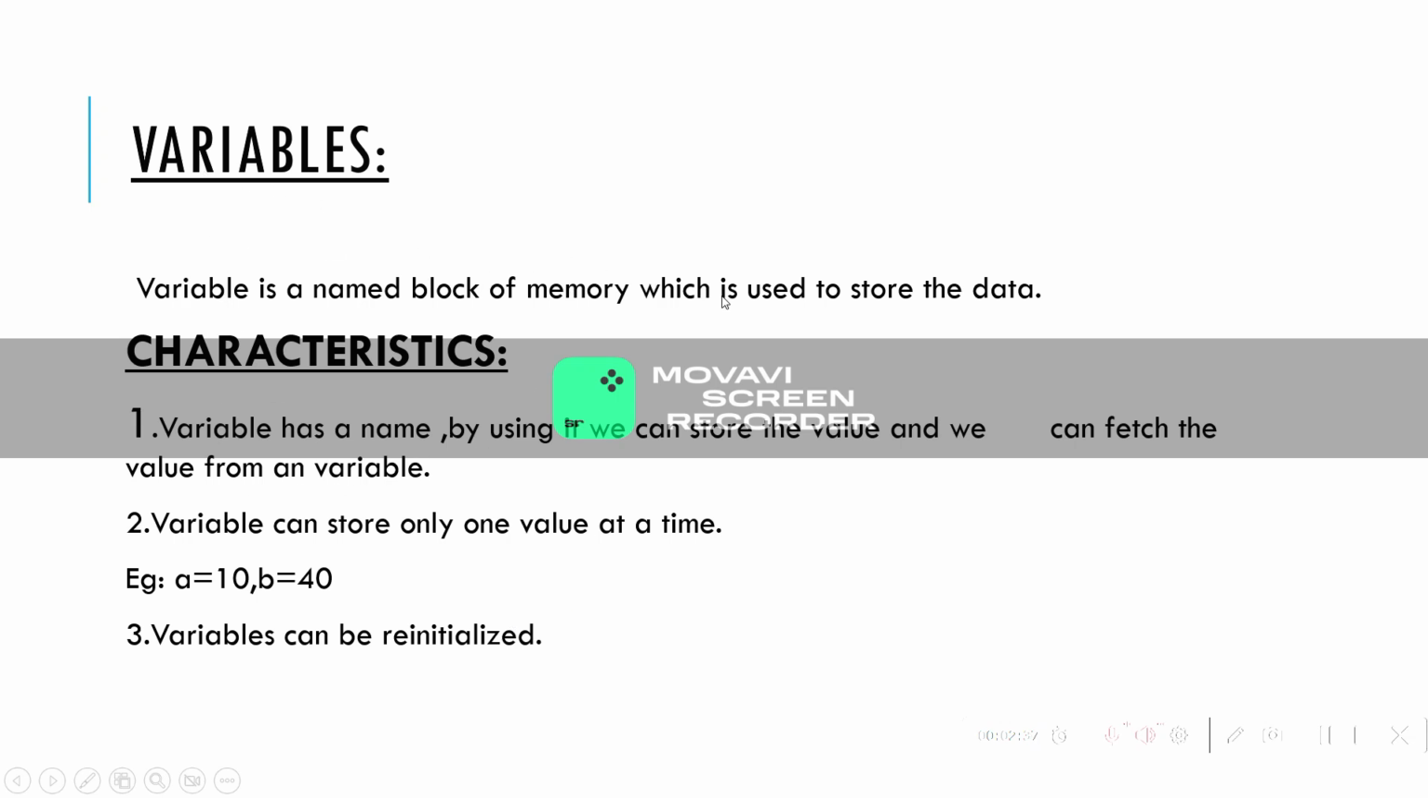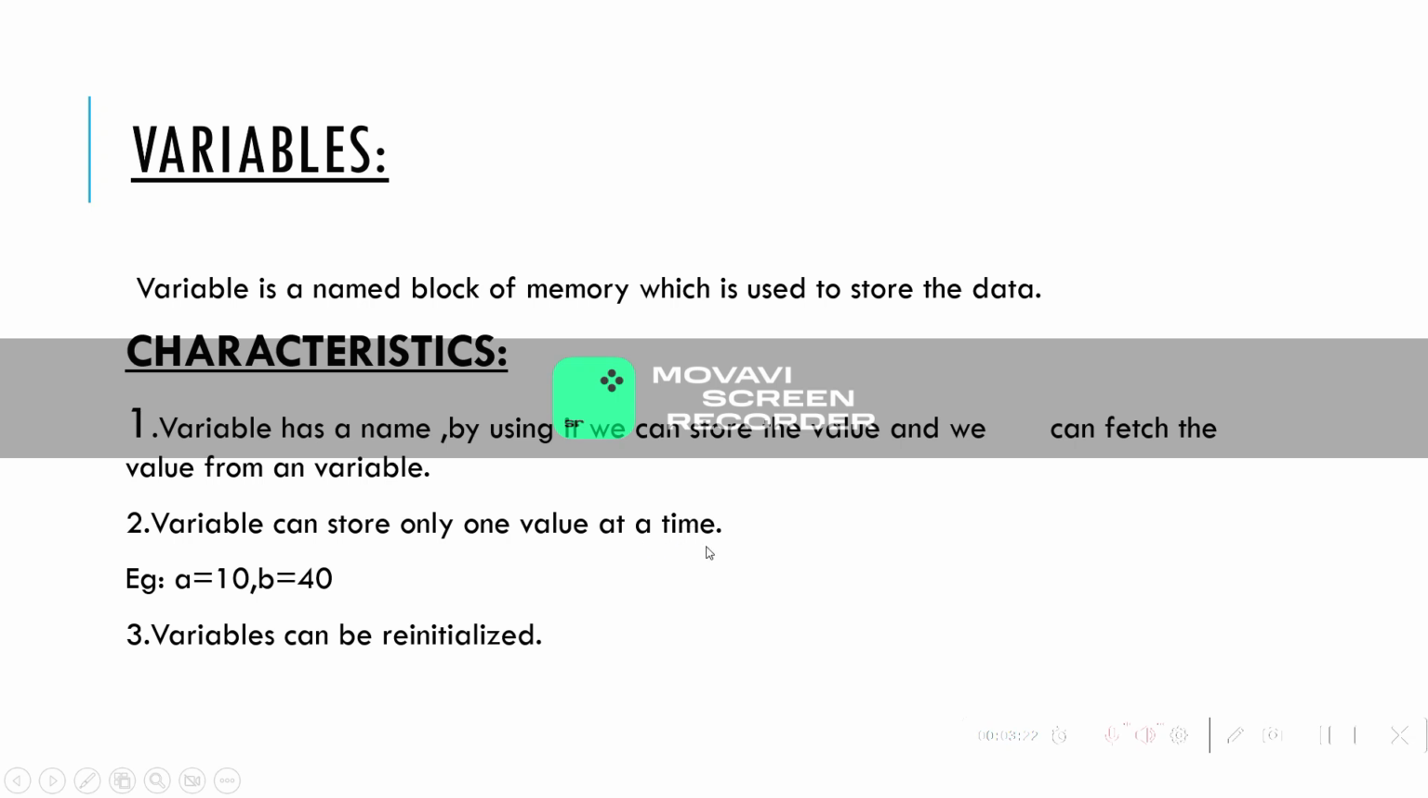A variable is a named block of memory which is used to store the data. The characteristics are, a variable has a name. The name is nothing but this a. So this is the variable a. By using it, we can store the value and we can fetch the value. Storing means here a equal to 10. This is called storing. And we can fetch the value from a variable. Fetching means, for example, we have already learnt about printing the statement, right? So if we give System.out.print(a), we get the value 10. That is nothing but fetching, accessing. That is called fetching.